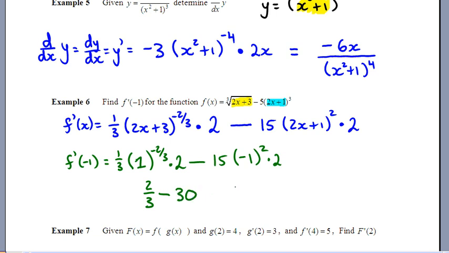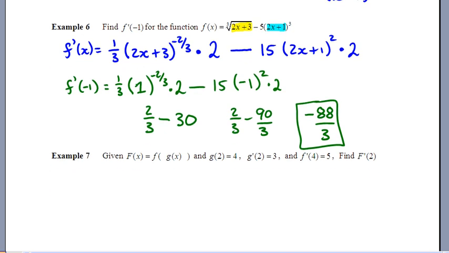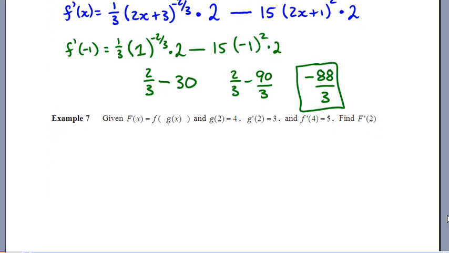Okay, so we're looking at going for thirds here. 2/3 minus 90/3. Okay, we're looking at negative 88/3. That would be my answer. You could do a decimal approximation if you want, but you would have to go to 4 decimal places.